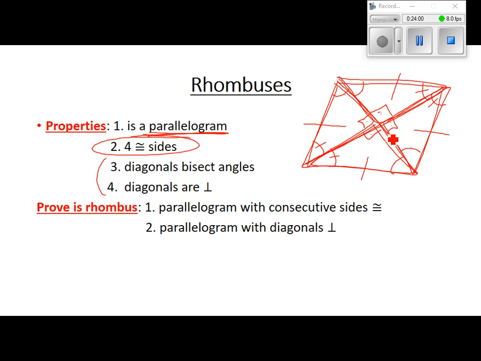Prove it's a rhombus, prove it's a parallelogram, and then just prove 2 consecutive sides, 2 sides that are hooked to each other, are congruent, then it's got to be a rhombus. Or prove it's a parallelogram where the diagonals are perpendicular. That means prove that there's a right angle in here.